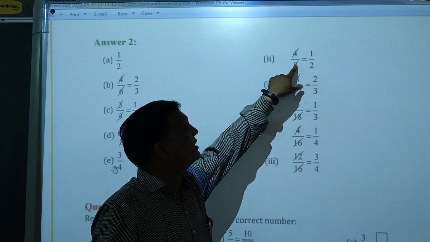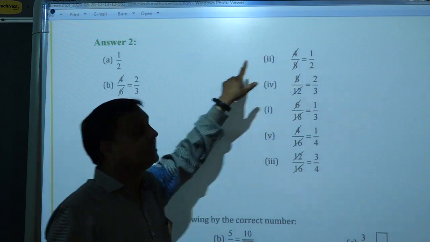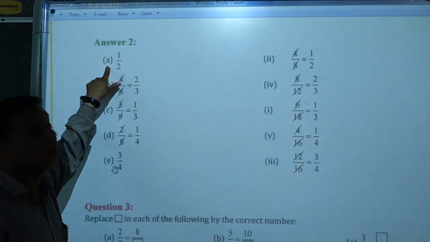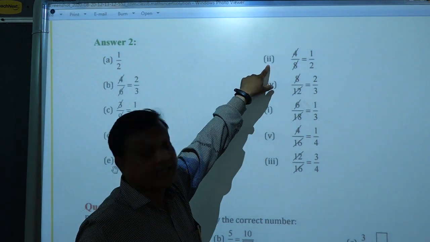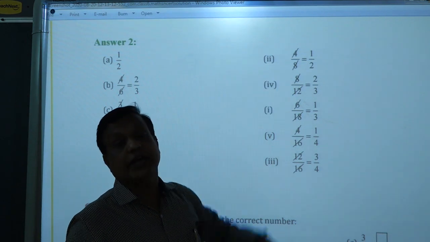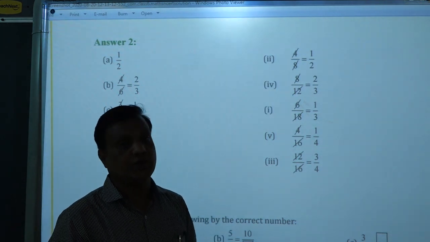It became 1 upon 2. So this second bit is matching with the A. A and the second bit are matching, so they both are equivalent fractions: 1 upon 2, 1 upon 2.